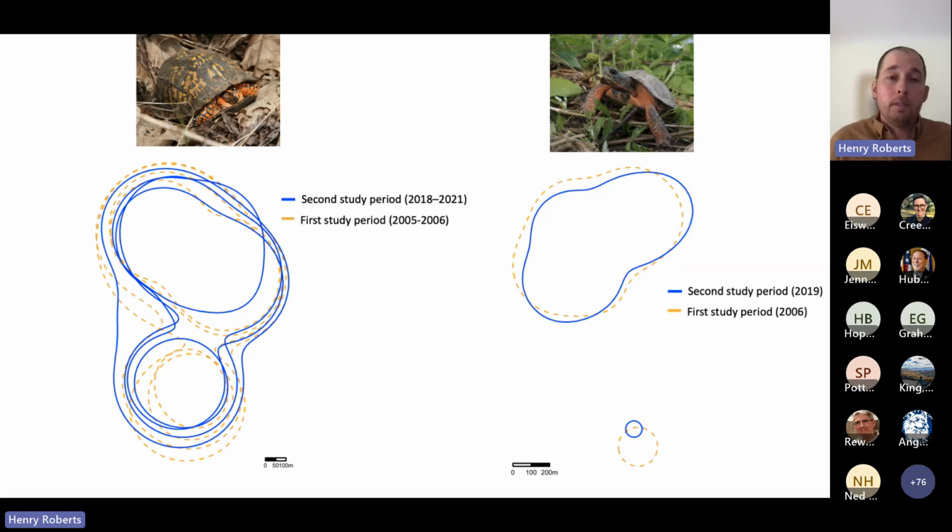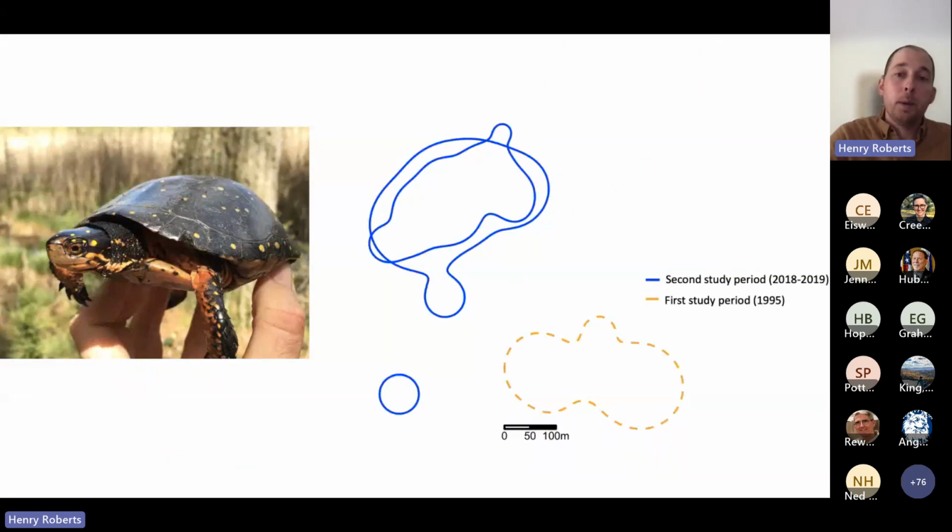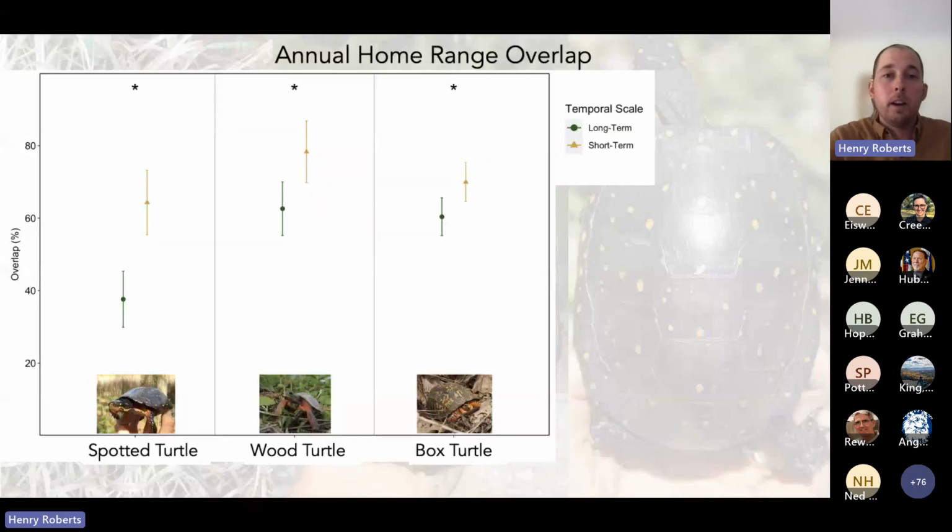And as you can see, for these two individuals, an eastern box turtle on the left and a wood turtle on the right, for the years that we studied them, they seem to have almost identical home ranges. And it still blows my mind every time I see this, just how identical they were over multiple decades. So high long-term fidelity in that case, but for a spotted turtle, we saw the opposite. We saw a shift of the entire home range several hundred meters away on the landscape. So there's quite a bit of variation.